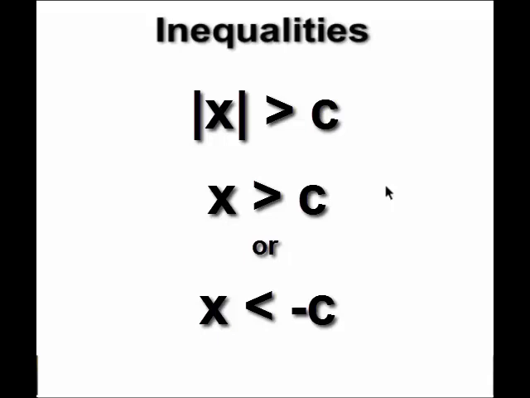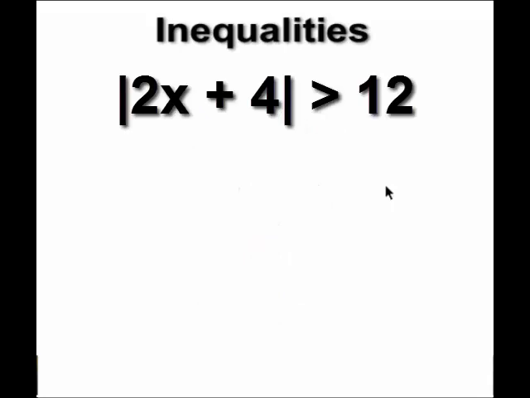Again, this is so important. I'm going to repeat myself. So if you have an absolute value inequality that's greater than, the first step is drop the absolute value bars and solve for whatever's greater than C, or flip the inequality sign and solve for whatever the opposite of C is. Okay, you got it? All right, so we're going to do an example of a greater than.